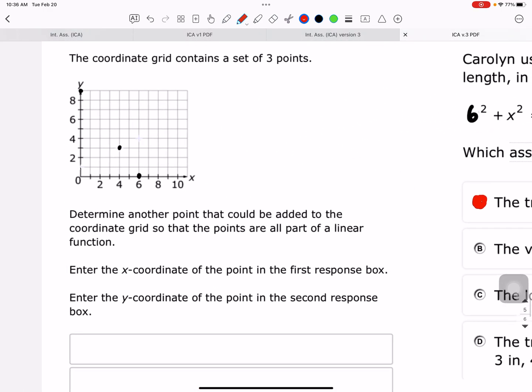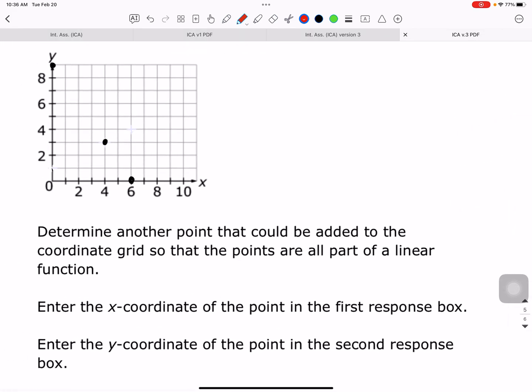Let's see, this one, to make a straight line, I need to continue the slope. Up, let's see, up 3, backwards 2. Up 3, backwards 2 would put me right there. Enter the x-coordinate. The x-coordinate is 2. Enter the y-coordinate. The y-coordinate would be 6. So this would make a straight line.